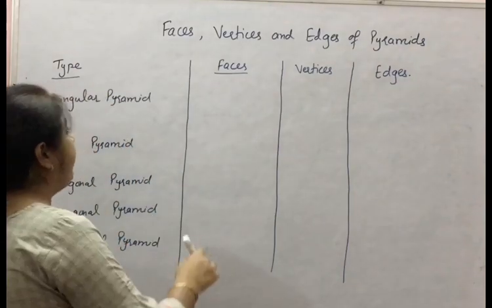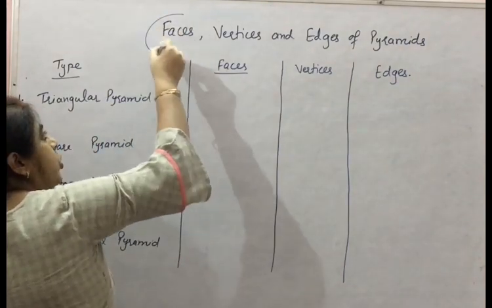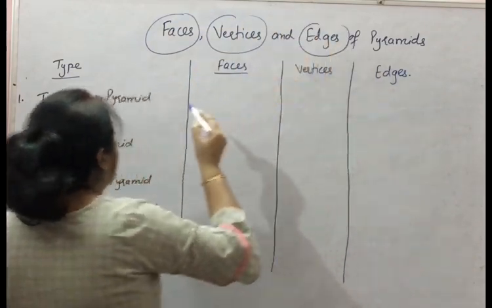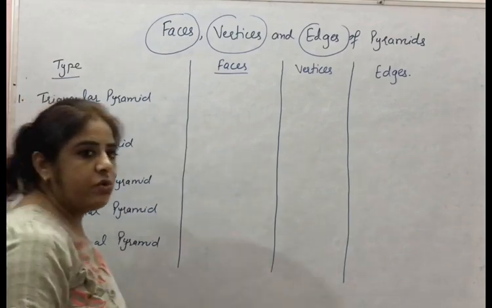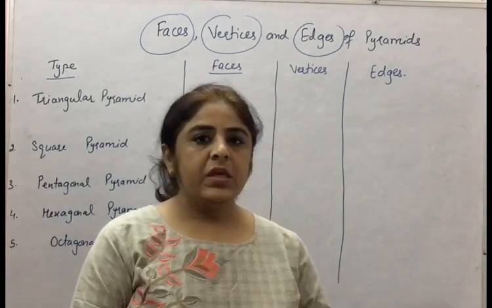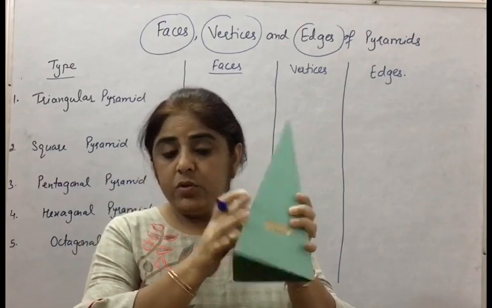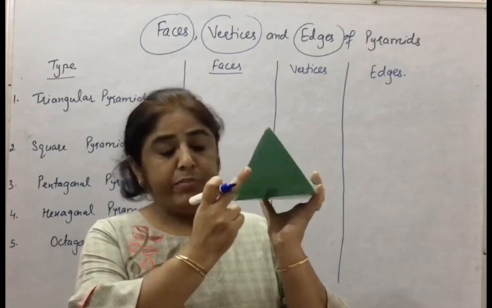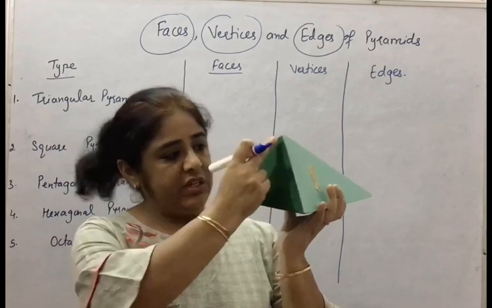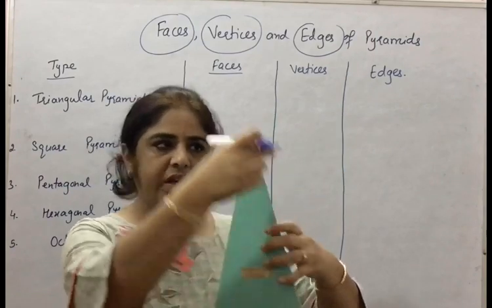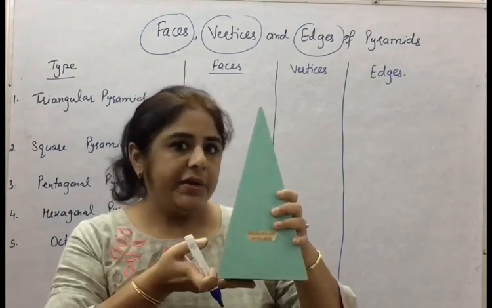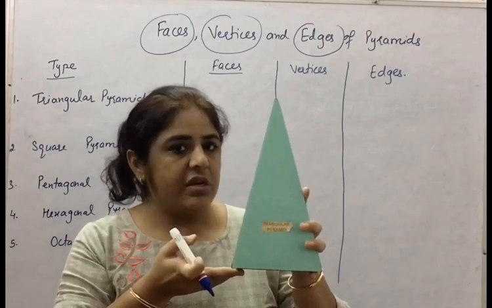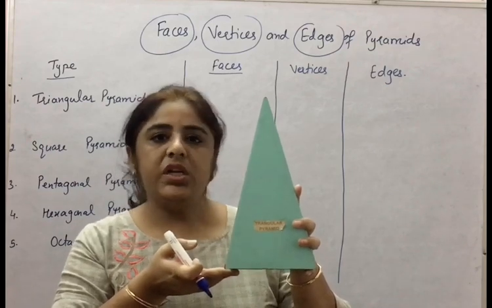Students, now we will see how to find the total number of faces, vertices, and edges of these types of pyramids. We will go one by one. So this is a triangular pyramid because its base is a triangle. We know that the pyramid type depends on its base. The side faces are always triangles and the top is a vertex. So this is a tetrahedron, meaning a triangular pyramid. Now we will find the total number of faces, vertices, and edges.